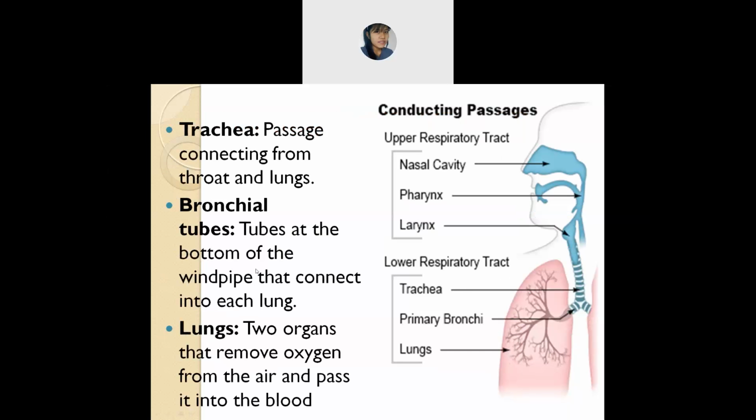So let us discuss the lower respiratory tract. First is trachea. So this is trachea. The trachea is a passage, a way between the throat and your lungs. So this is your throat and this is your lungs. They are like a passage, like the connecting point between your throat and your lungs. This is trachea. It is also known as windpipe.